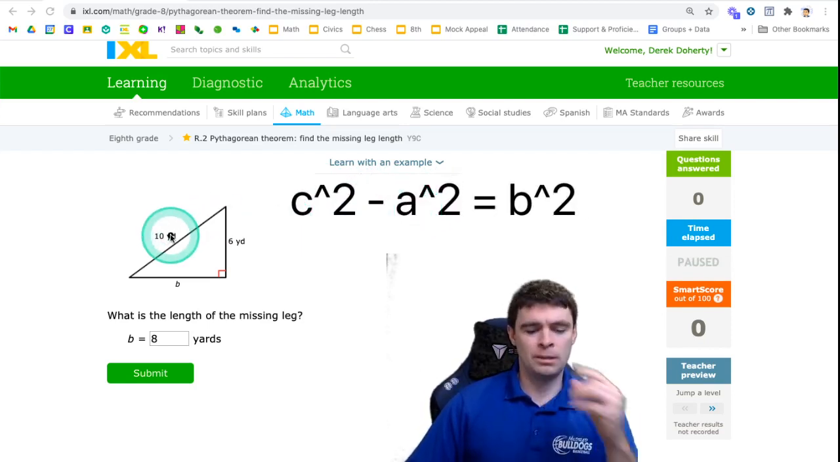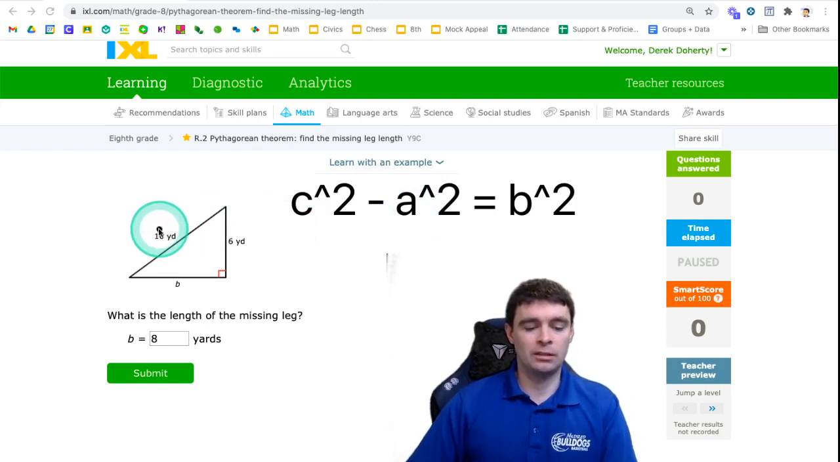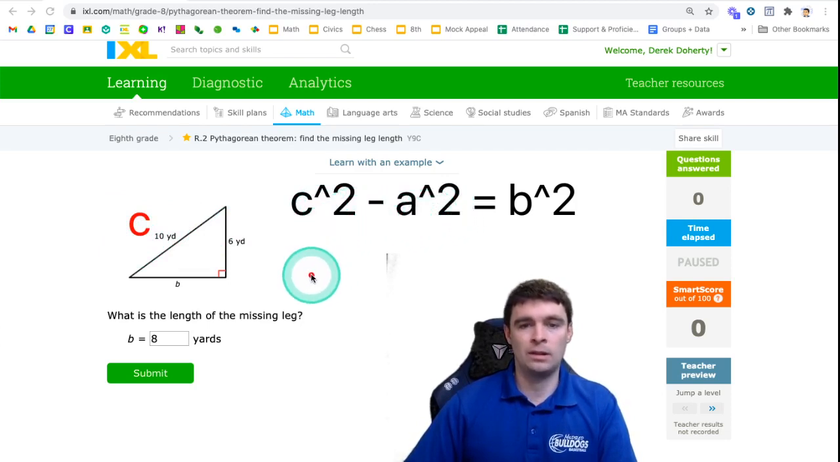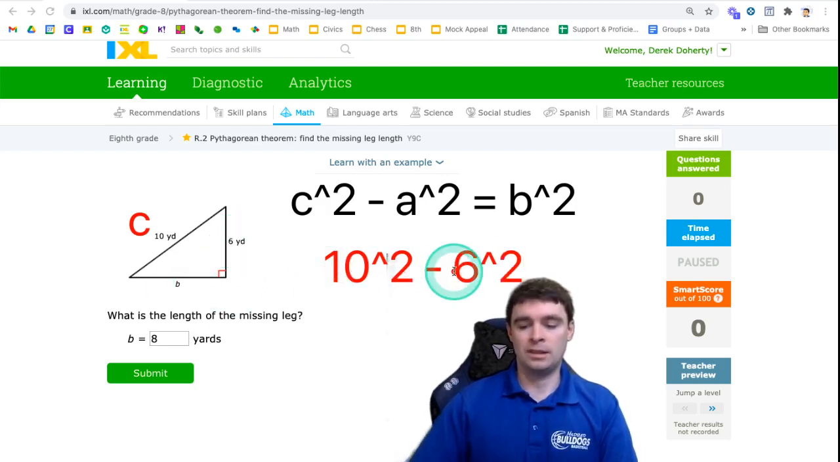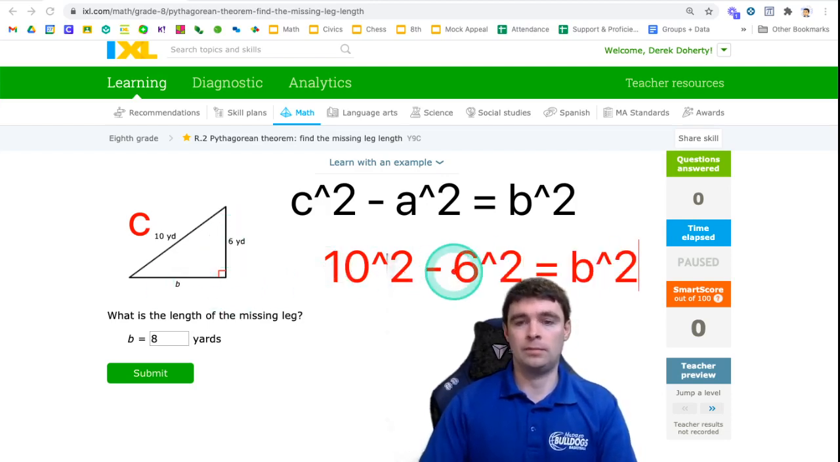My first job, I see the big side, I'll put a c right there in red. The biggest side of this triangle is the 10 yards. That's going to be c, our hypotenuse. So that plugs into the c squared minus a squared equation, and I get 10 squared minus 6 squared, because that's where a is, 6, is going to be equal to whatever b squared is.